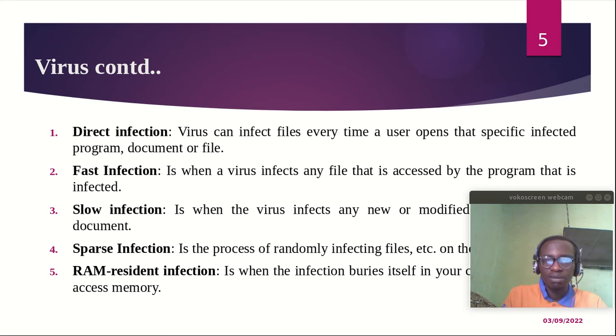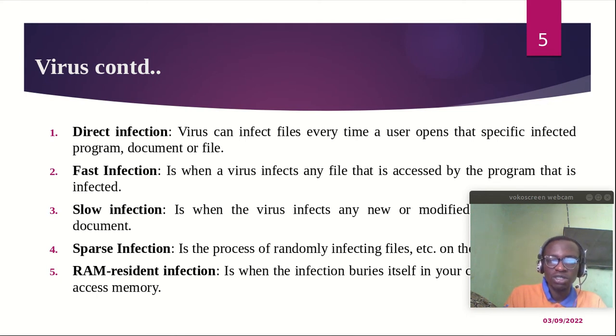When we say direct infection, it's when a virus infects a file every time a user tries to open that infected program or document. Fast infection is when a virus infects any file that has access to the program that is infected. Slow infection is when the virus infects any file you modify or change; any modification that you make to a document, the virus is going to infect that document.